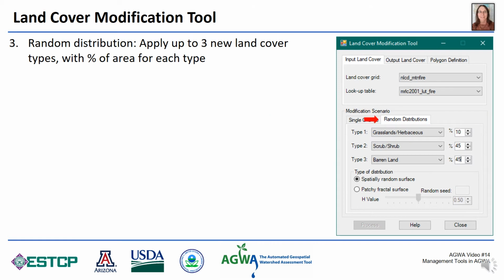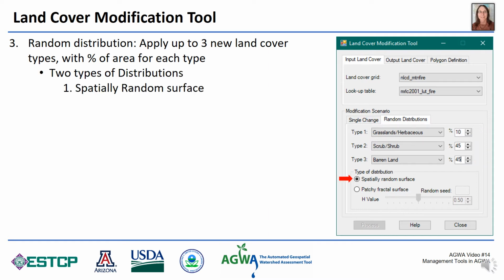The third type of land cover change creates a random distribution of up to 3 land cover types within the area of interest, where you define the percentage for each land cover type. There are 2 types of random distributions. The spatially random surface, where the land cover types are just randomly arranged in the polygon, or a patchy fractal surface that will group the land cover types based on the H value and random seed selected by the user.